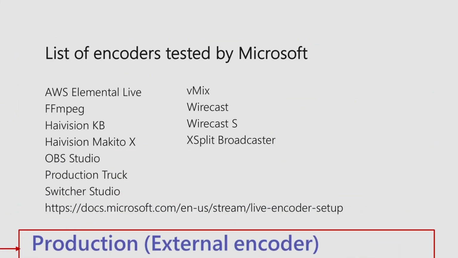So the encoders, not free, but the encoders tested by Microsoft are these. And you can follow this link to see at any time what is tested. This is not a pure supportability list. It's only regarding those that have actually been tested. And you can find guides on how to set it up on the individual pages. So OBS Studio, for instance, is free. Expert Broadcaster is a common one. And Wirecast, and then you have all the others. The requirement is that they support RTMP.